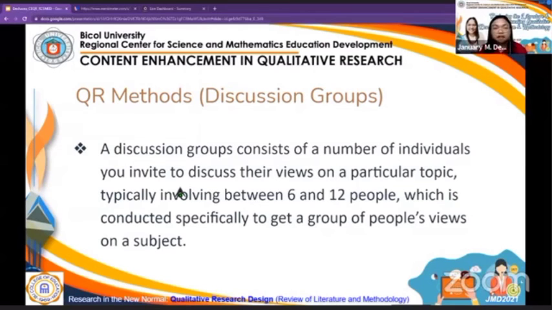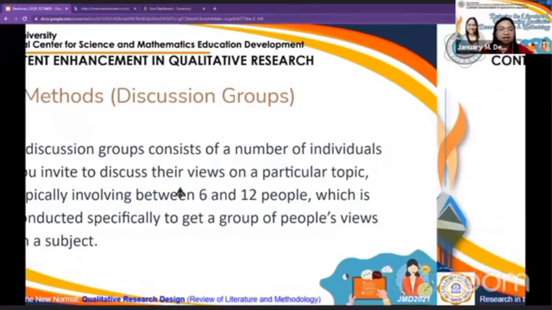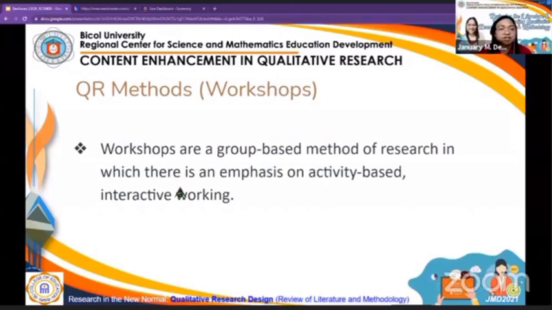They have been widely used actually to test policies. And most of the time, they consist of 6 to 12 individuals, to get a specific group's or people's views. So you can apply this particular method if you need rich in-depth material from a number of people belonging to the same group. And if it is focus group, most of the time people are more relaxed. It is also used in exploratory research.